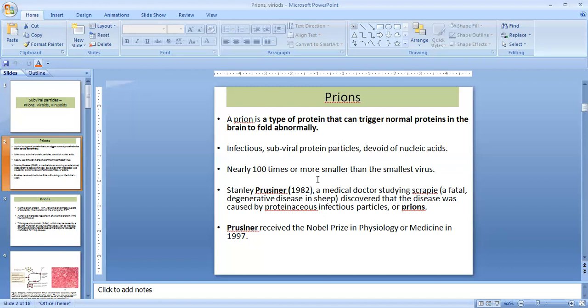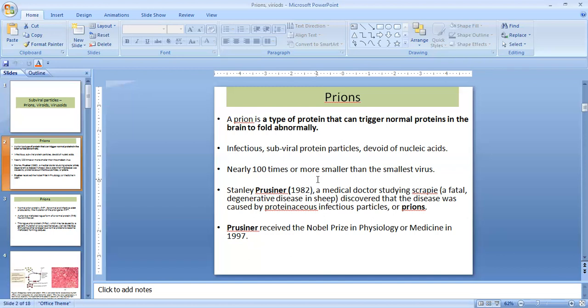At first, during the earlier times, the discovery of Prusiner was not widely accepted. Many people said that a protein cannot be infectious, or it cannot be devoid of nucleic acids and all like that. But the prions are the infectious proteinaceous particles. And for the discovery of prions, the scientist Prusiner got the Nobel Prize in the field of physiology and medicine, in the year 1997.